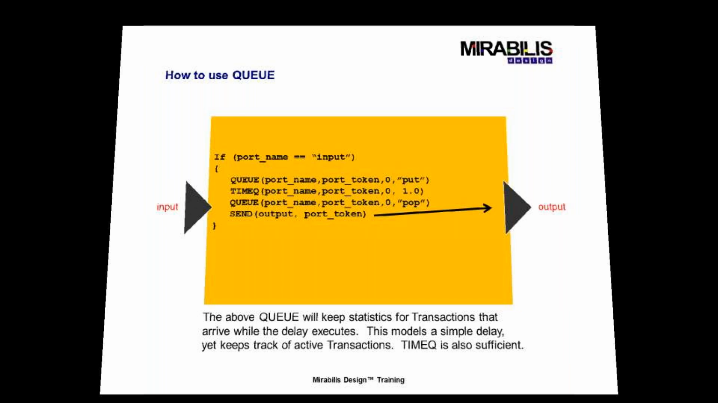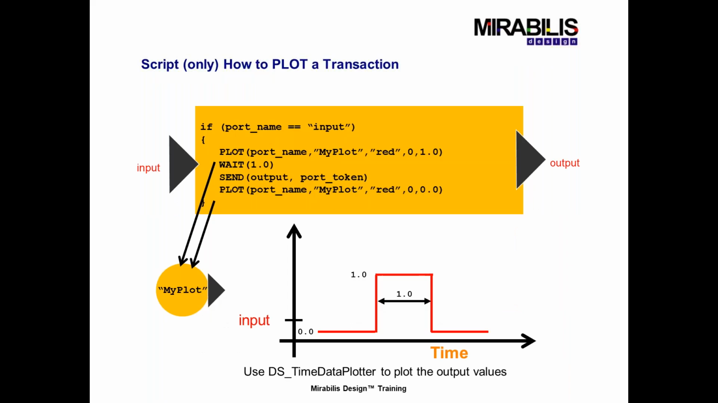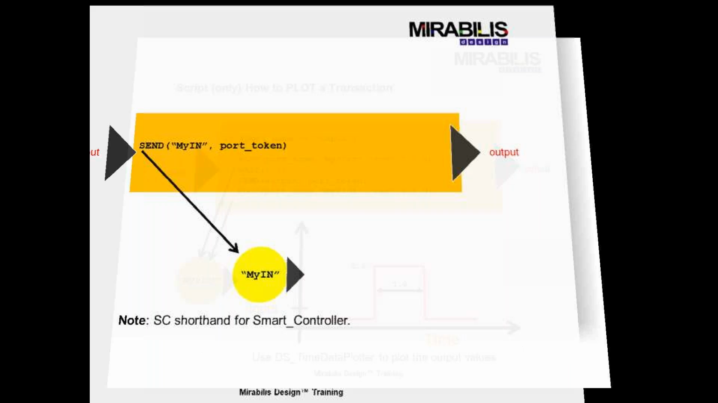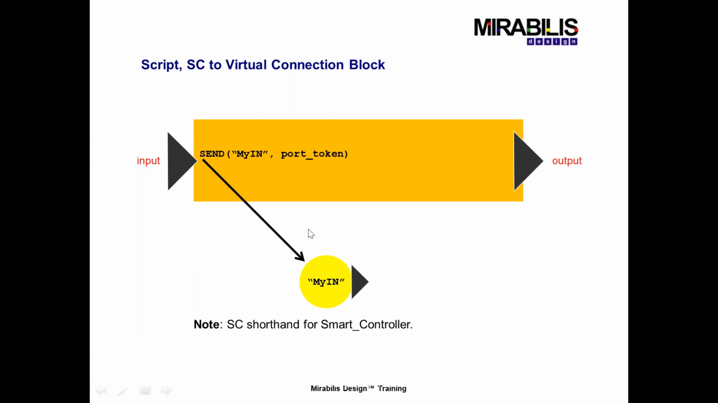The other thing we can look at is the virtual connection. When you do a send, as I said, you can send it to an output port, or you can send it to an in block or to another script. So that's an important consideration. Anytime you see SC, this means smart controller.